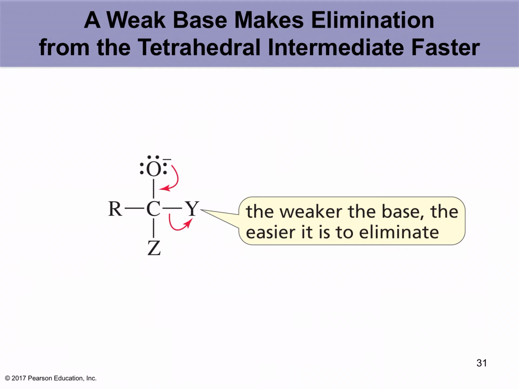A weaker base makes elimination from the tetrahedral intermediate faster. Since the resonance contribution is also very low from the Y group, once the tetrahedral intermediate forms, the weaker the base, the easier it is to eliminate, forming its stronger conjugate acid. For example, if this is chloride, hydrochloric acid would be the conjugate acid, forming really fast.